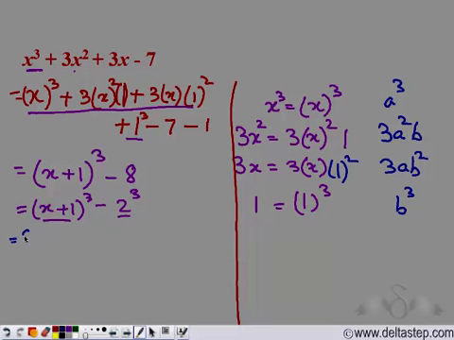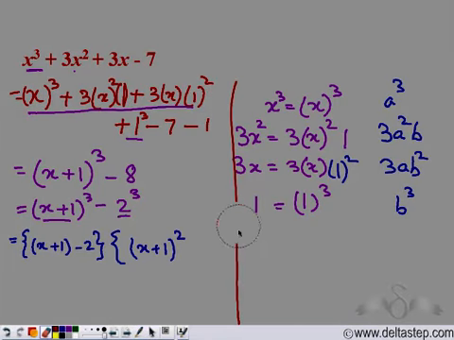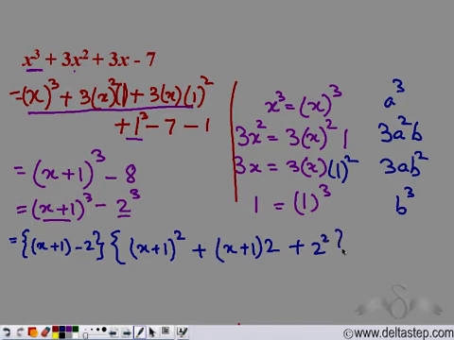That is a minus b, which is x plus 1 minus 2, into a square, that is x plus 1 whole square, plus ab, because we have a minus sign here, so we should have a plus here, plus x plus 1 into 2, plus b square. b square is 2 square. So plus 2 square. This is what we have.